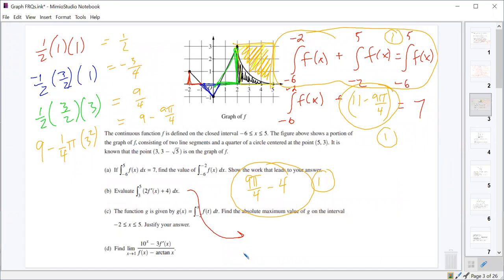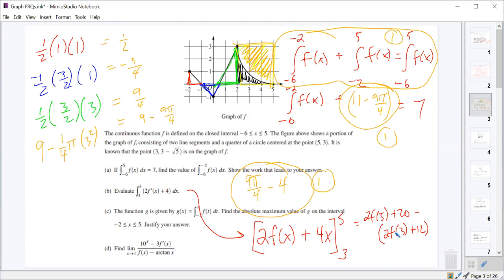what's the integral of f prime? F of x, right? And if there's a coefficient in front, we just keep the coefficient. So that's 2f of x plus, what's the integral of 4? 4x. And we're going to evaluate that from 3 to 5. So that should be 2f of 5 plus 20 minus 2f of 3 plus 12.